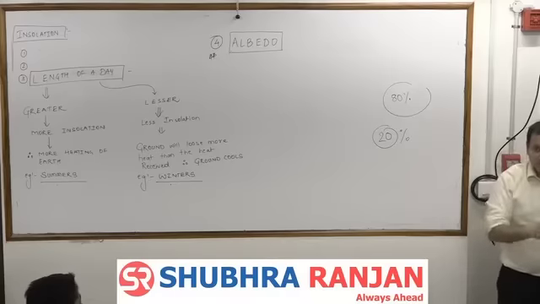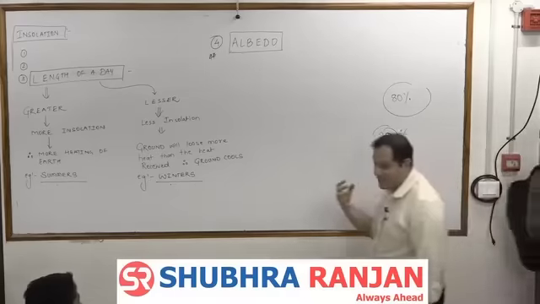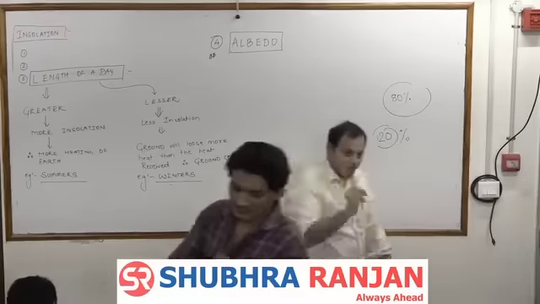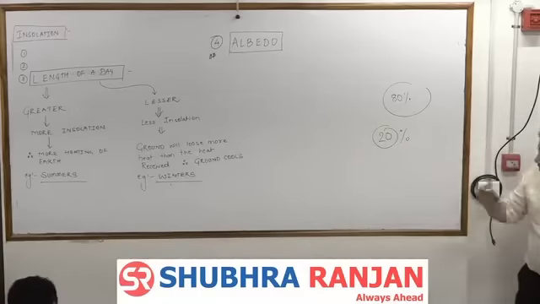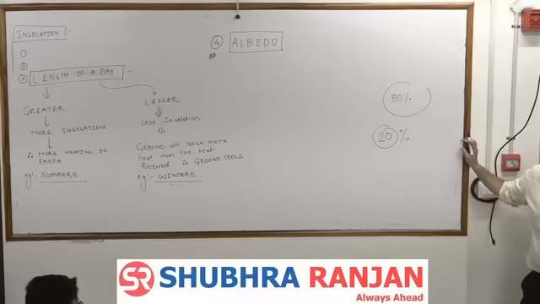For long waves there has to be absorption. They are reflected as short waves itself. They cannot be reflected as long waves. So you can see, because they are reflected as short waves, they will not heat up the atmosphere. They will not heat up the earth's surface. Simple logic I am asking.